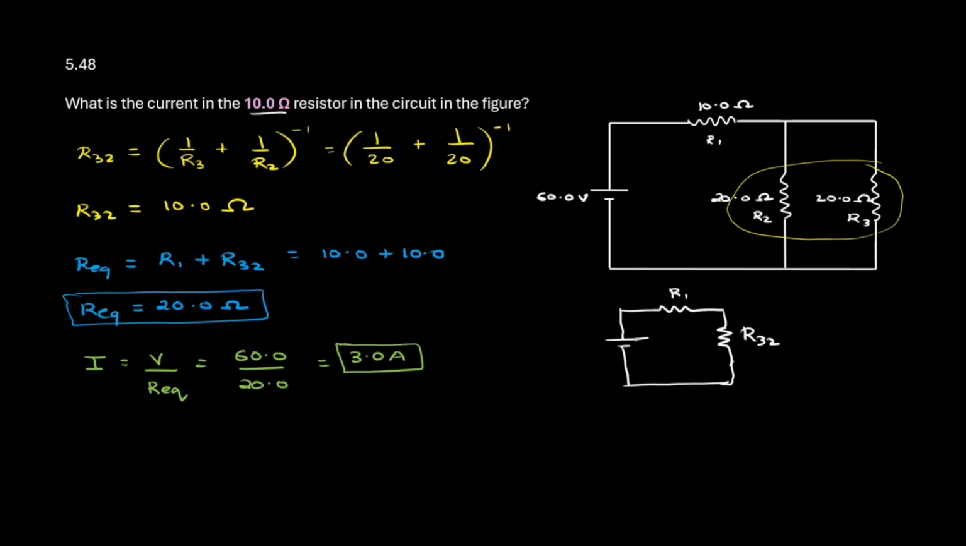Now this is the current that is flowing through the equivalent circuit. So my current I is flowing through this circuit, and this circuit is a series circuit. We know for a series circuit, current through each component of the circuit remains the same. So whatever current is coming out of the battery is the same current flowing through R1, which is the same current flowing through the combination of R2 and 3. So current flowing through R1 is also I. That means current flowing through the 10 ohm resistor is 3 ampere.